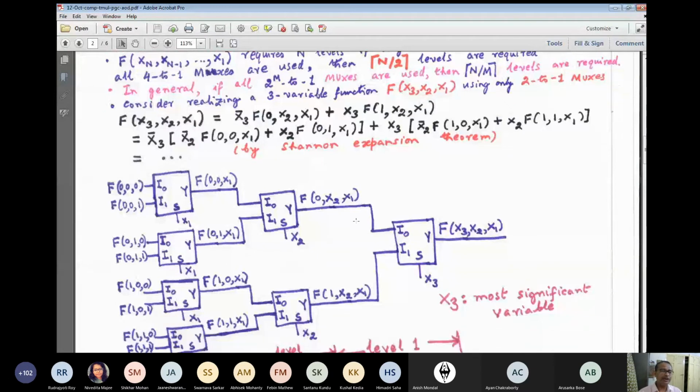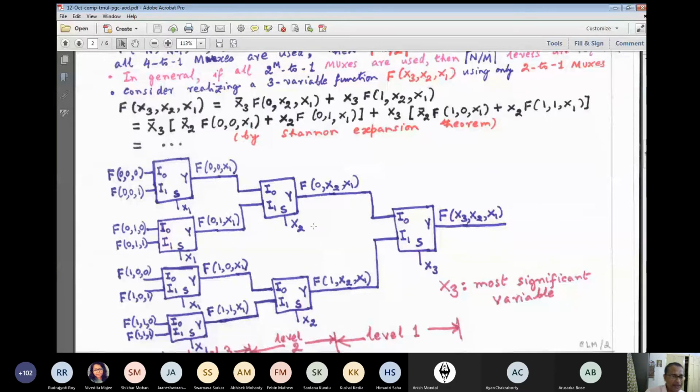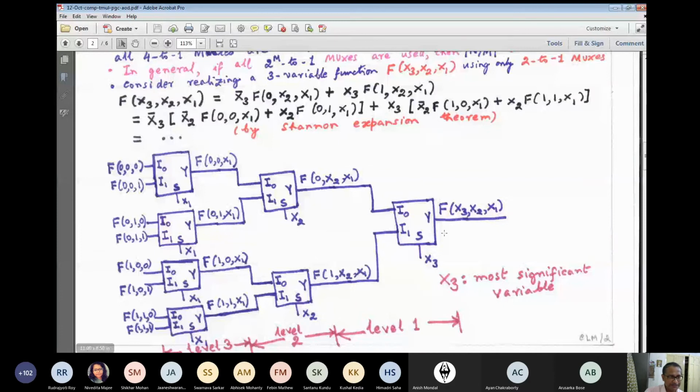Okay, and then finally what do you do? You expand out x2, x1. Then finally what you will get? Nowhere x2, x1 or x3 will remain, but it will be replaced by either 0 or 1. So outside x3 bar, x2 bar will be there. Then what you do? This is the way.